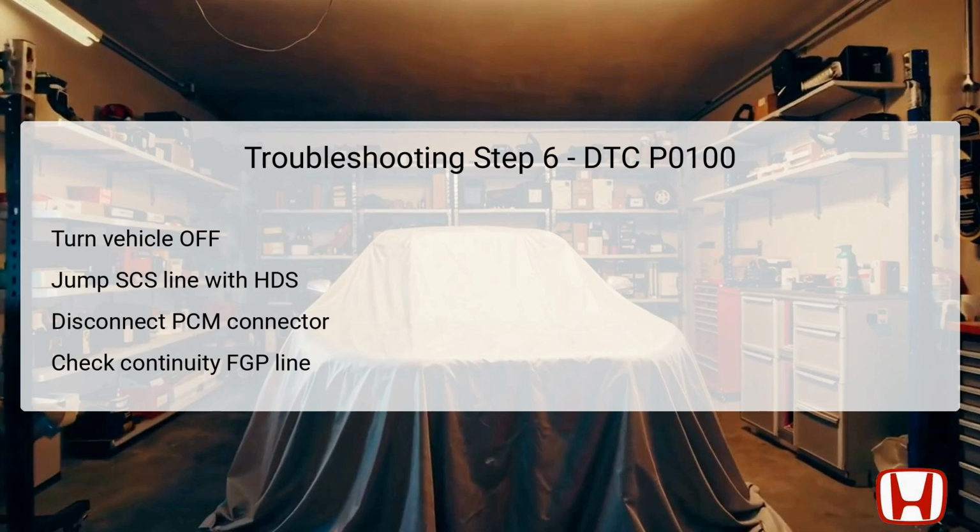If continuity is verified, it indicates a short exists within the FGP wire between the PCM and the MAF sensor/IAT sensor, necessitating immediate repairs. However, if no continuity is detected, this suggests that the FGP wire is not shorted to ground, allowing you to proceed to the next step in the troubleshooting process.